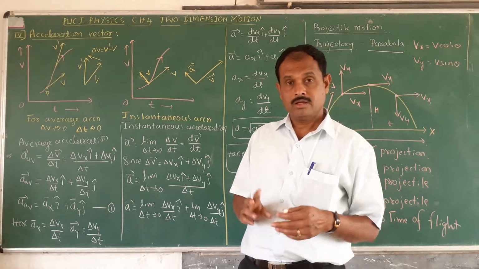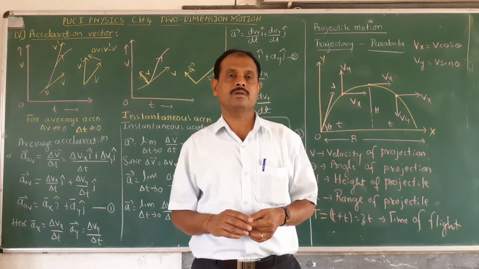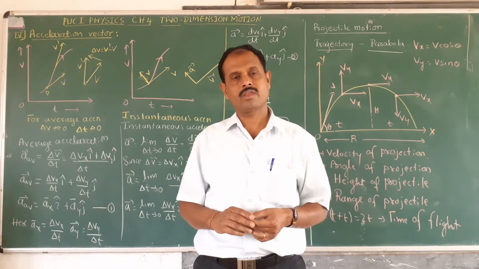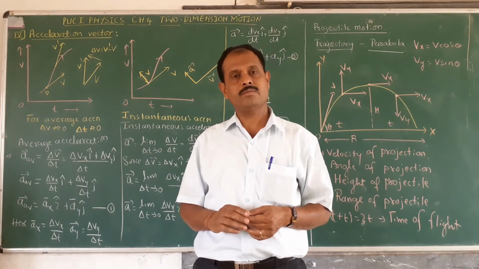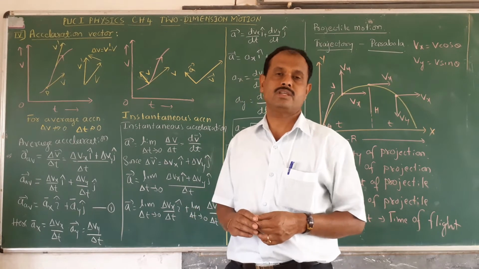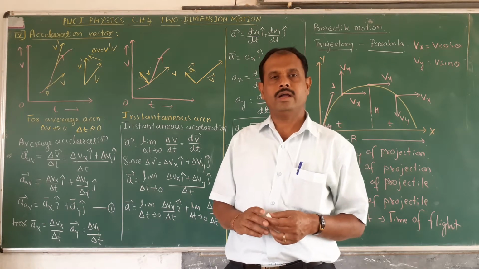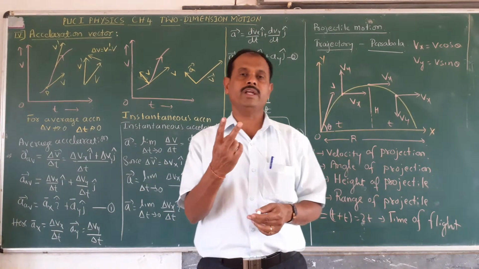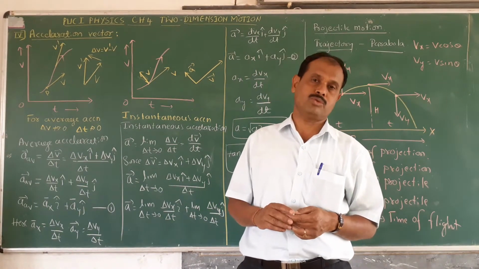In the previous video clip, I already discussed two-dimension motion. Two-dimension motion means that once the particle changes its position, it changes coordinates, and there are only two coordinates in a particular plane. It is called two-dimension motion.